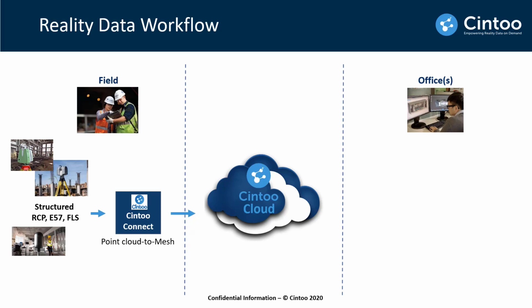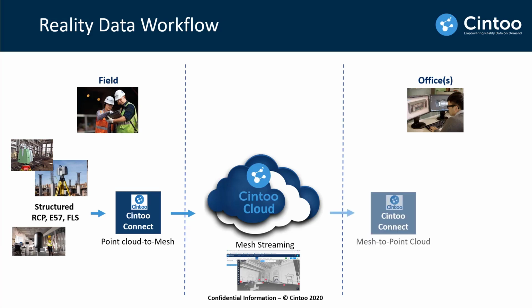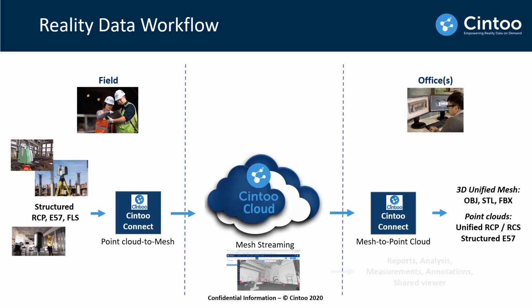The transformed data will then be transferred automatically to your project in Cintoo Cloud. Now that this data is loaded to the cloud, everything streamed in the browser will be mesh-based. When we need to distribute back the data in its original form, we will do the inverse transformation of mesh to point cloud locally on the client's computer. We can now export unified mesh in OBJ, STL, FBX format for consumption in other applications.